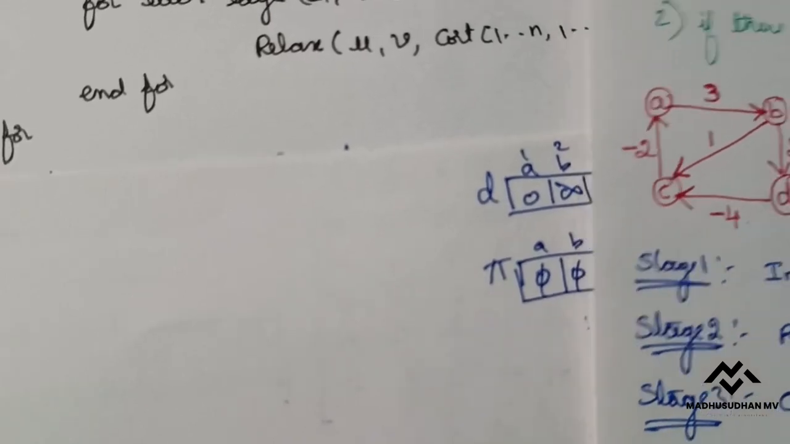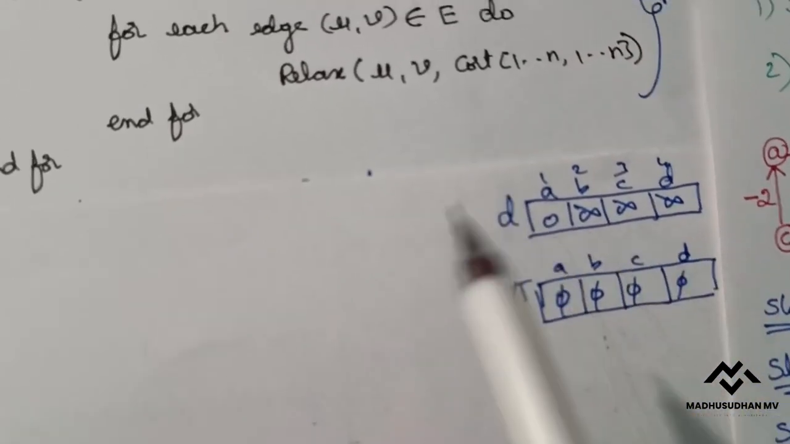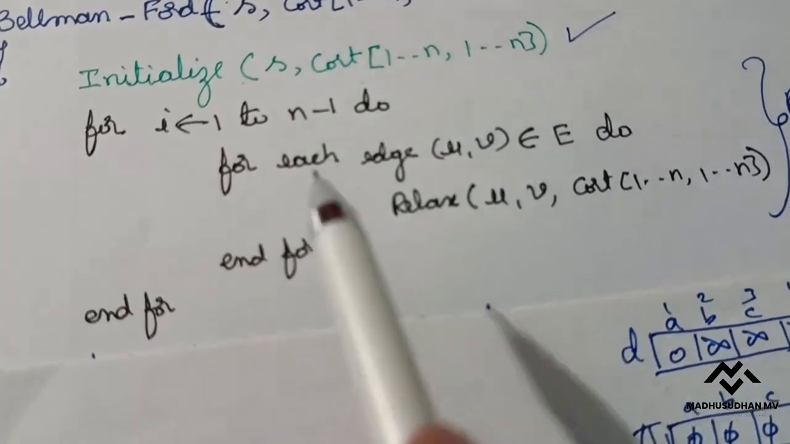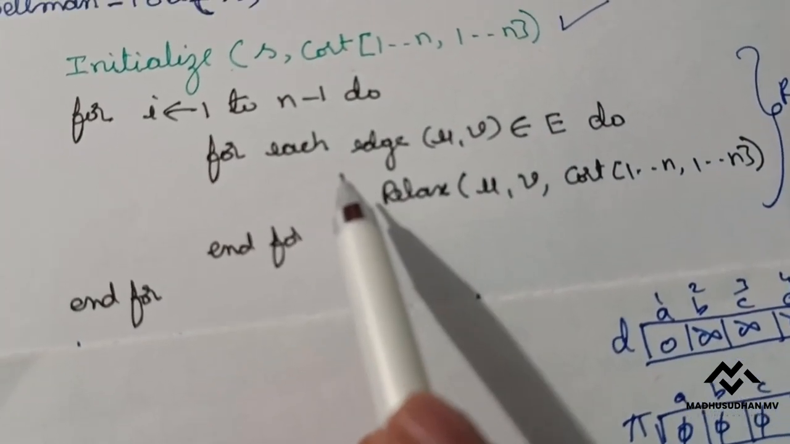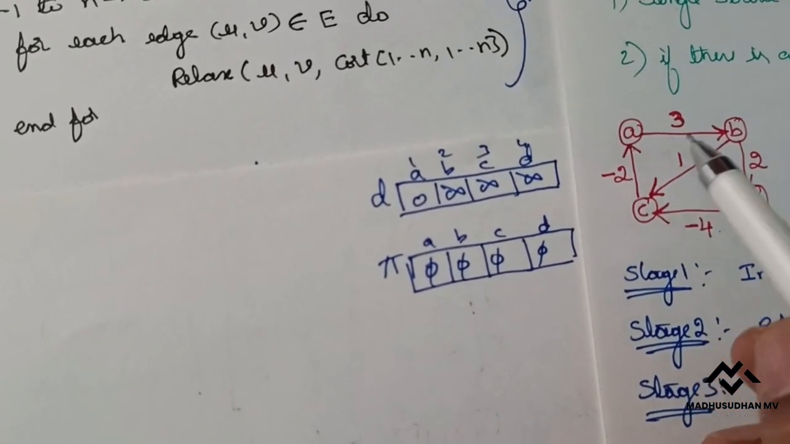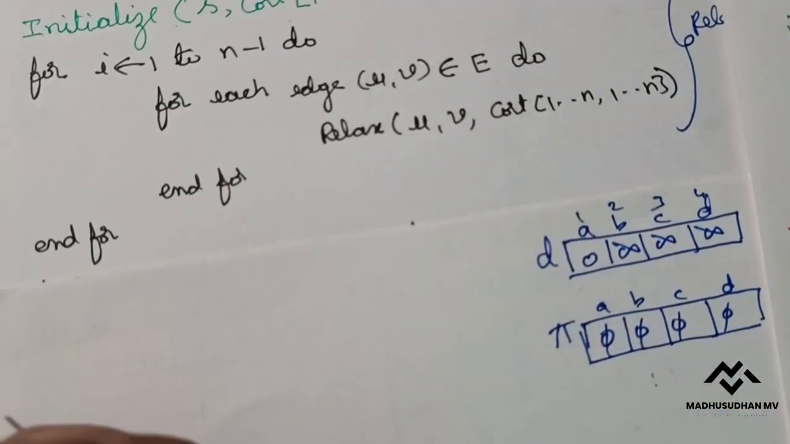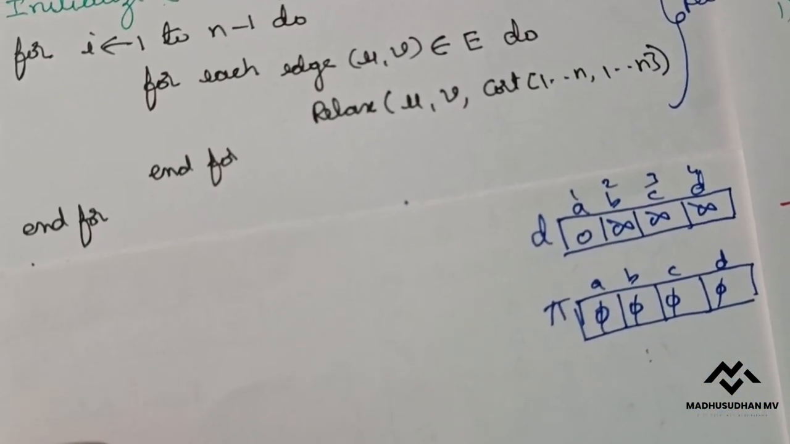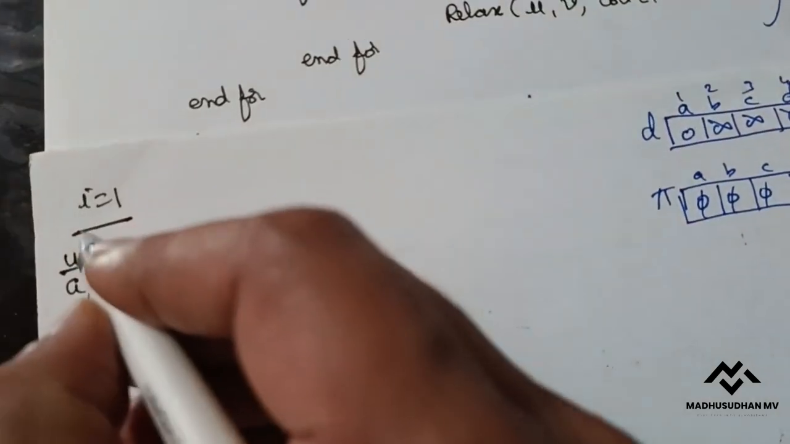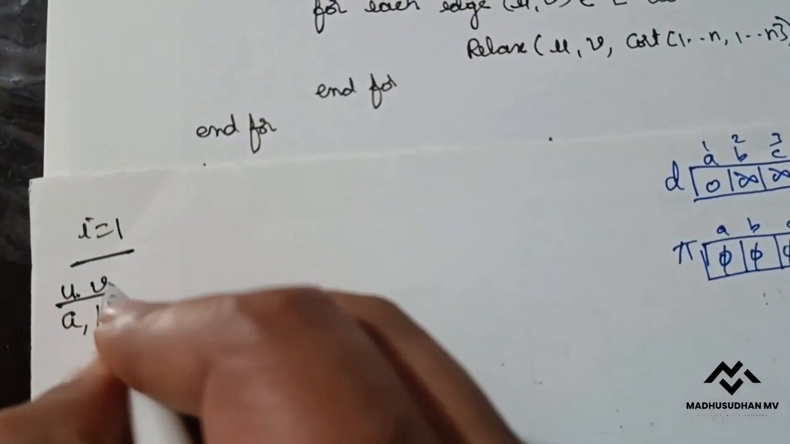4 is the number of vertices, so 4 minus 1 is 3. 1 is less than or equal to 3, true, so we come inside the for each edge. Now, what is the first edge? Let us take the first edge, A to B, A comma B. Here this is my U, and this is my V.